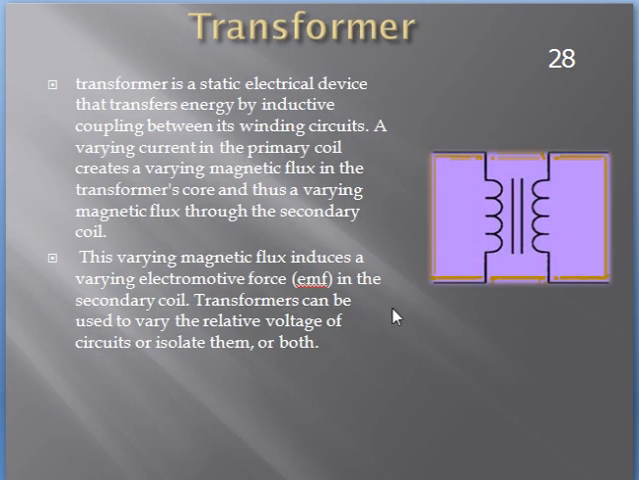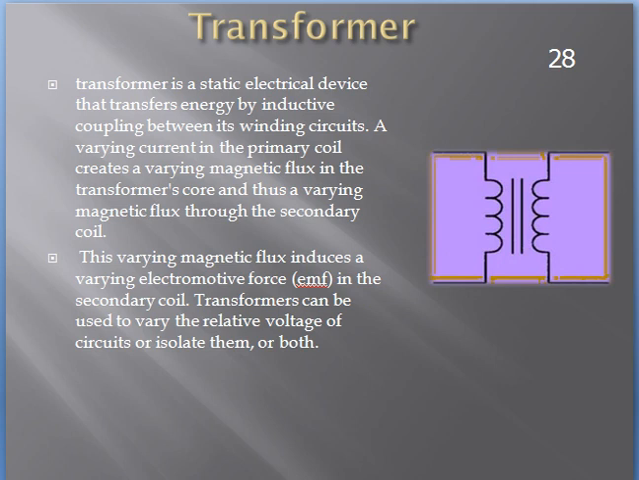Then the transformer comes. A transformer is a static electrical device that transfers energy by inductive coupling between its winding circuits. A varying current in the primary coil creates a varying magnetic flux in the transformer core and thus a varying magnetic flux through the secondary coil. This is the symbolic representation of a transformer.